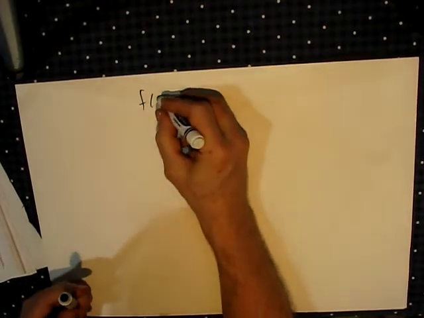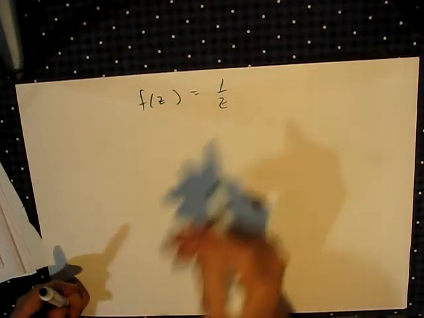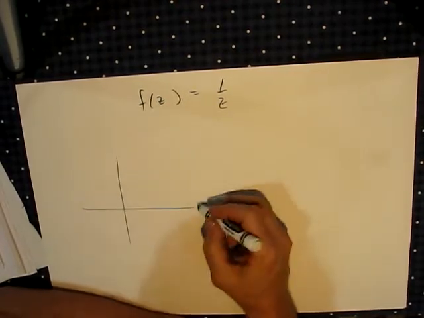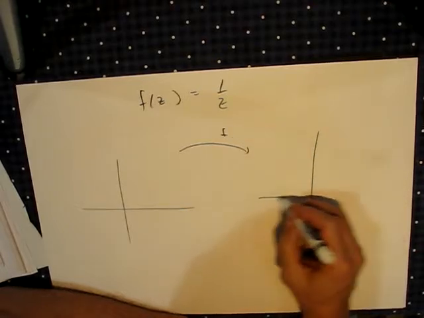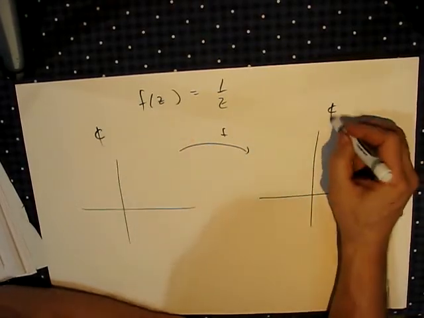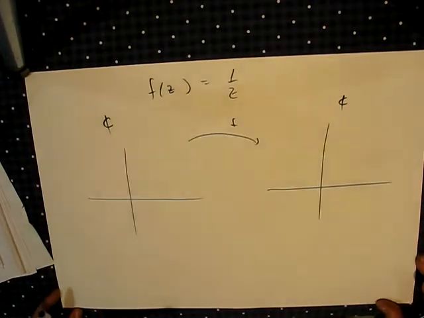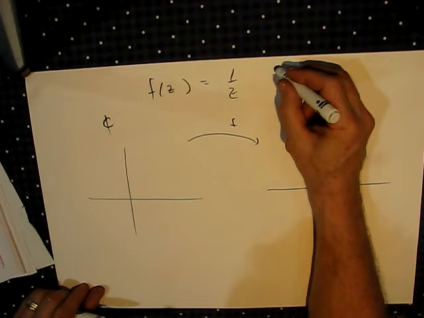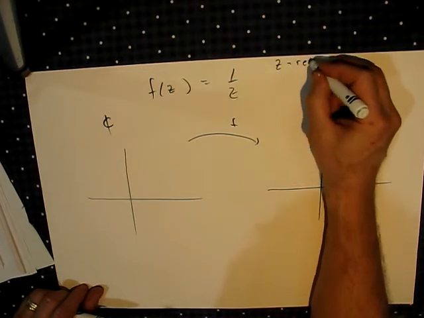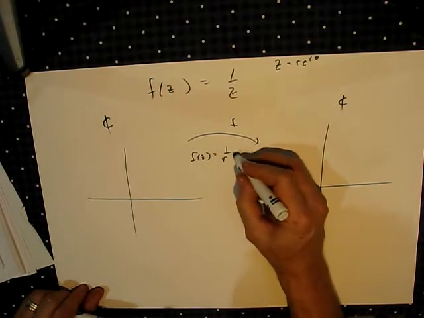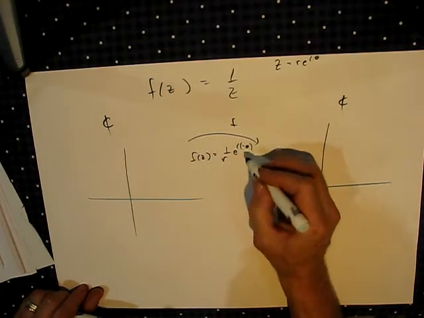All right, so now I'm going to try another map that looks similar. This time it's going to be 1 over z. This is called the inversion map. We're going to try the same process, but it's useful to think about the correct form of the complex number to use here. Again, I'm going to use z equals r e to the i theta. And so f of z then will be 1 over r e to the i minus theta.